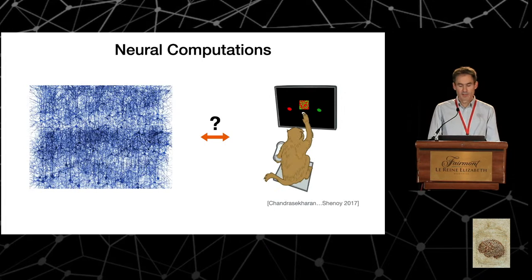So the goal of research in my lab is to use mathematical models to understand how millions of neurons in the brain work together to produce computations that underlie behavior. And currently in the community, there's an apparent dichotomy between two big types of approaches for understanding how neurons lead to behavior.